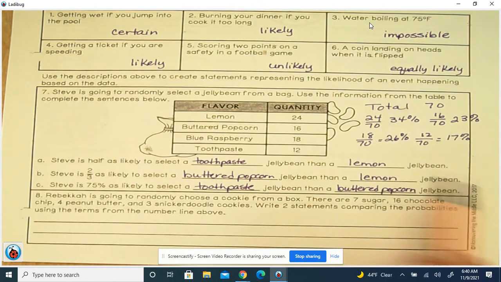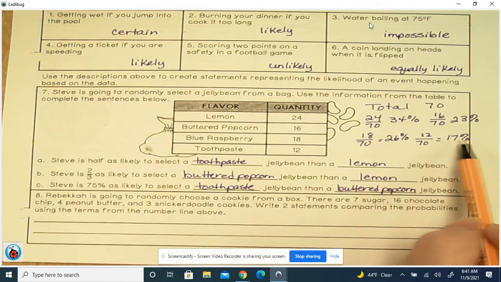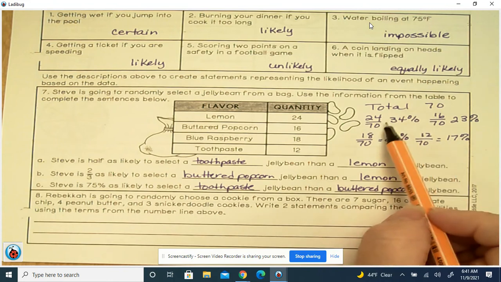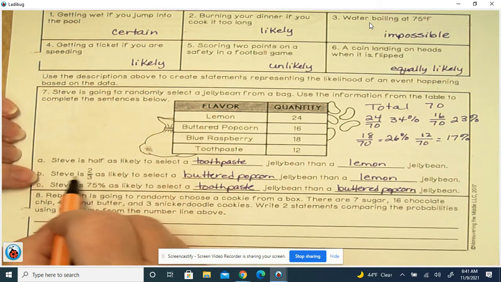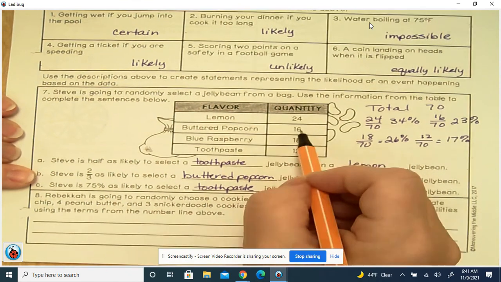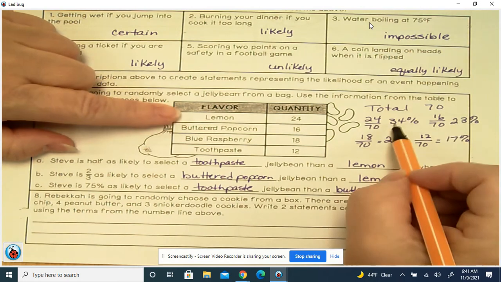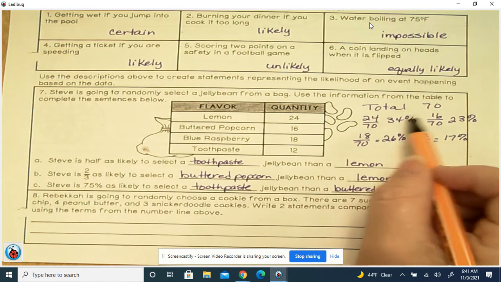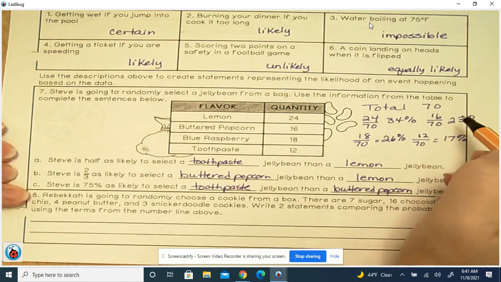So there's what we picked here. The toothpaste is 17%, and then the lemon is 34%. That's half. If you do that, that's 34. Steve is 2/3 as likely to select buttered popcorn than lemon. So buttered popcorn is 23, and then that would be 34. So that's 2/3 of that. And then 75% select toothpaste over buttered.